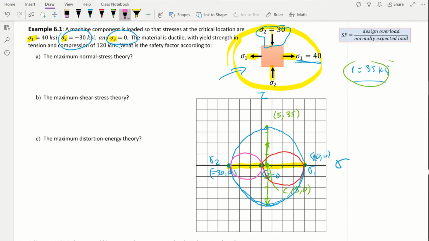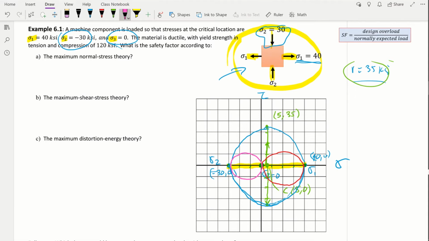Why do I want to draw all of them? Because remember the failure theories, right? The name tells you everything. Maximum normal means we need to look for the biggest normal stress, right? The principal stress is which one has the highest magnitude. For B, maximum shear stress, right? We want to find the absolute maximum shear stress. And so if you remember which one's the absolute maximum, right?